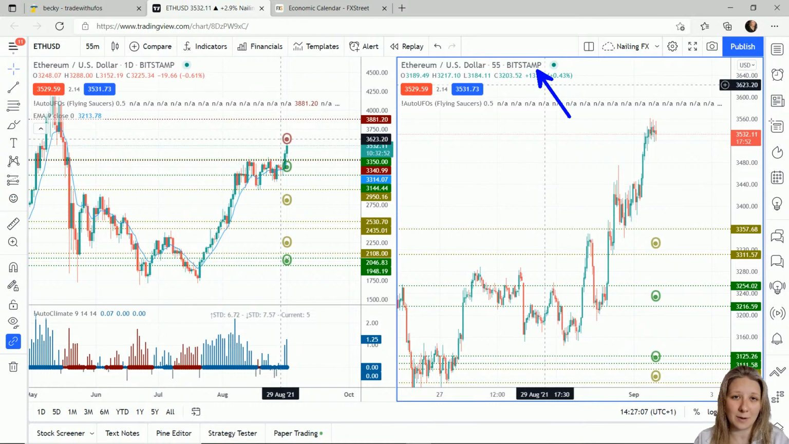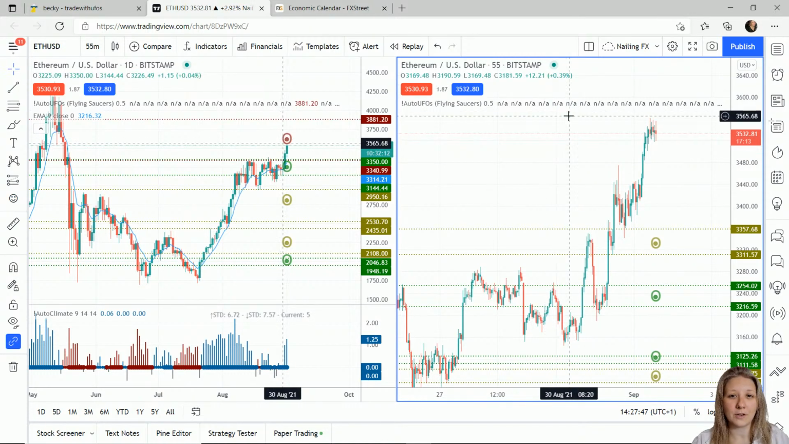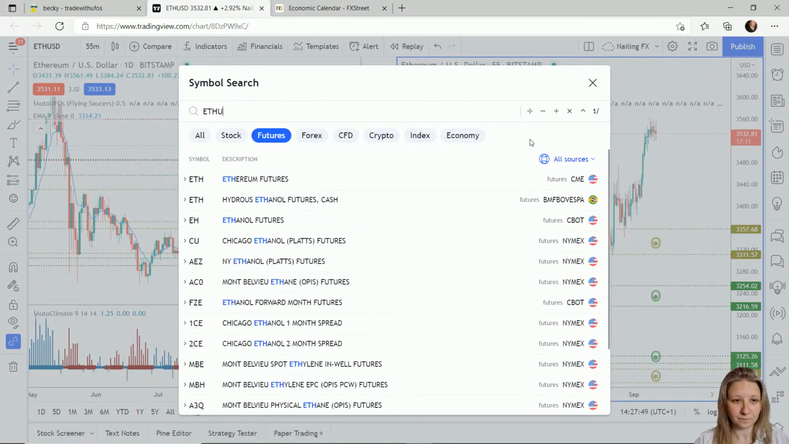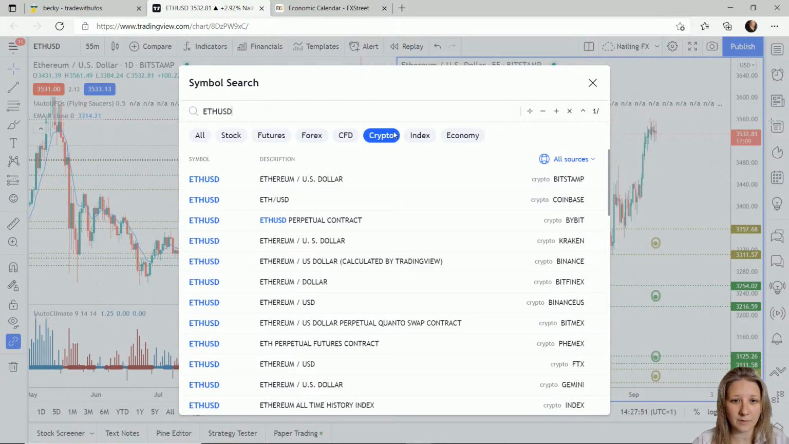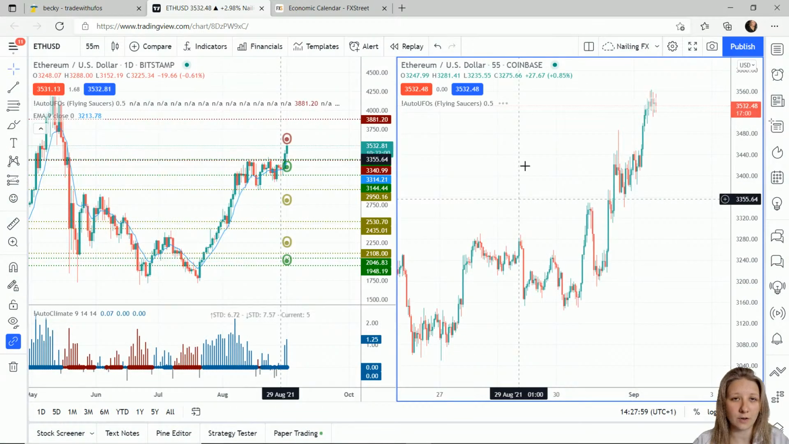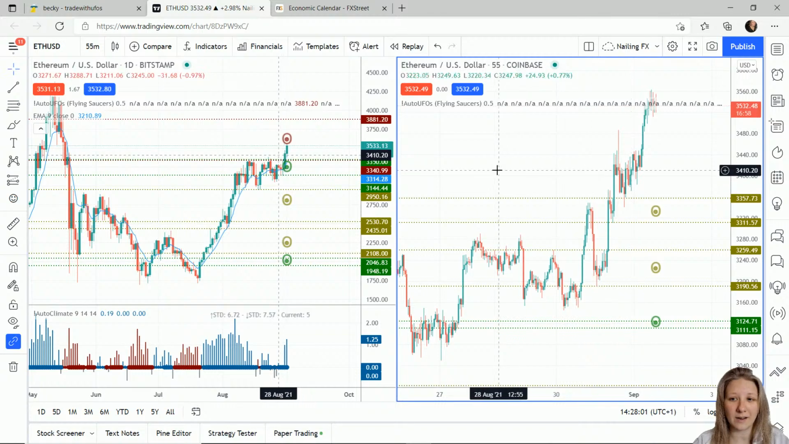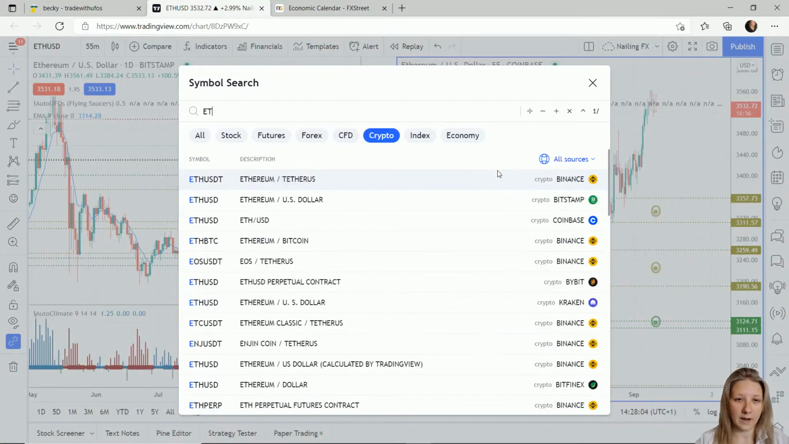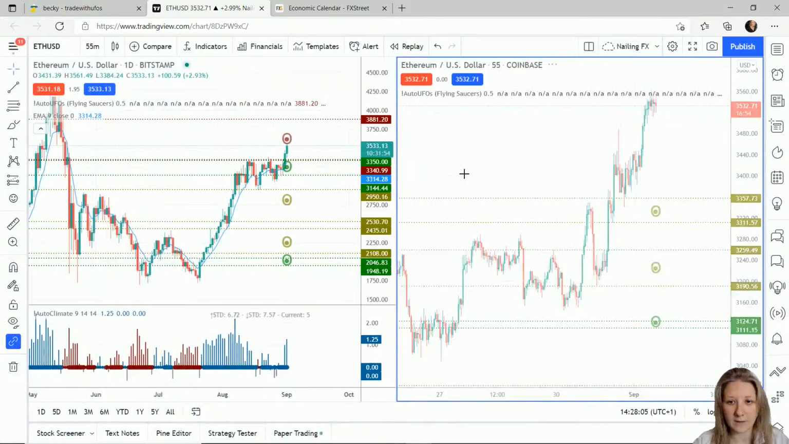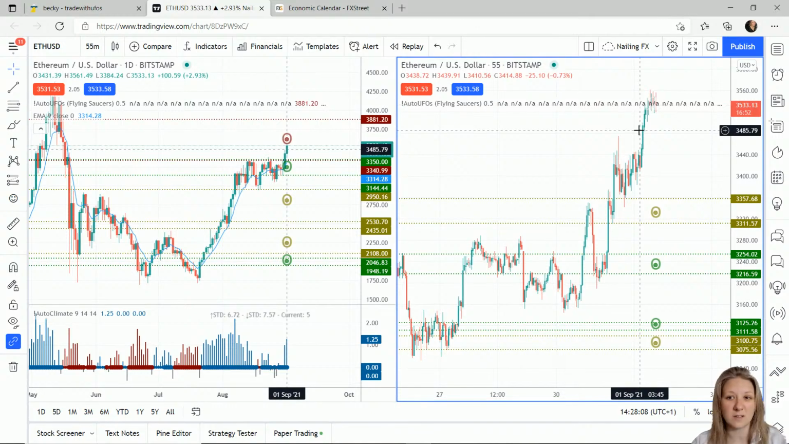So this happens to be Bitstamp, but again, you want to make sure, let's say if I put in Ethereum US dollar, I go to crypto, you can see there are loads of different places that I can get this data from. So let's say you have a Coinbase account, click on the Coinbase data. The numbers are going to be, like I said, just slightly different. So you want to make sure you're looking at the same one. I'm just going to use Bitstamp because it was the top of the list.